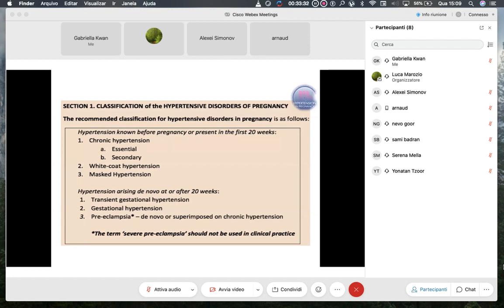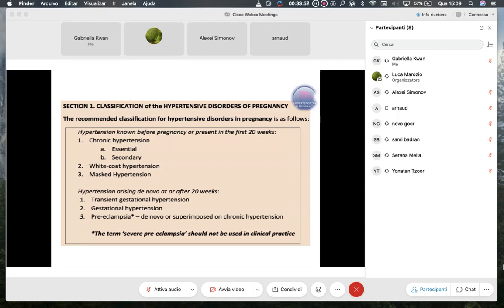Type of this hypertension: pre-existing, not pregnancy-induced hypertension, but pre-existing. Chronic hypertension, that may be essential or secondary. White coat hypertension and masked hypertension.